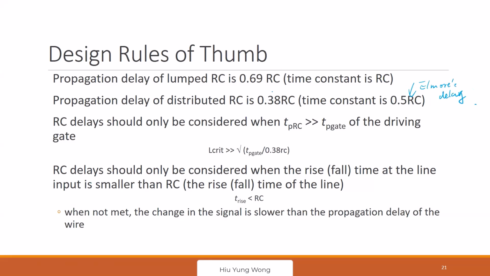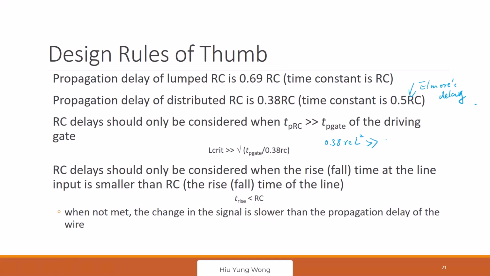Okay, 0.69 and 0.38. Now, do I need to consider them? First of all, you only consider the RC delay if the RC delay is longer than your gate time. If your gate is so fast, then you consider it, right? What is the delay of the RC? It is 0.38 RCL squared, right? And what is the delay of a gate?